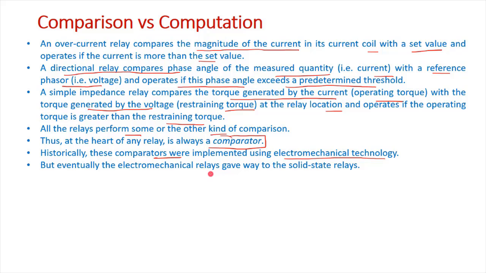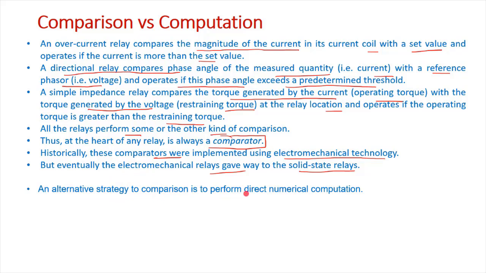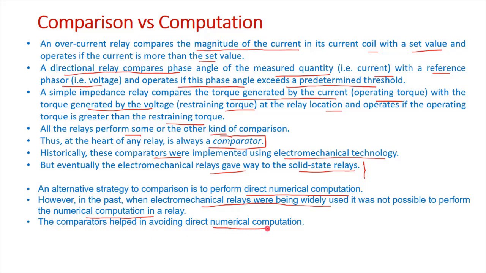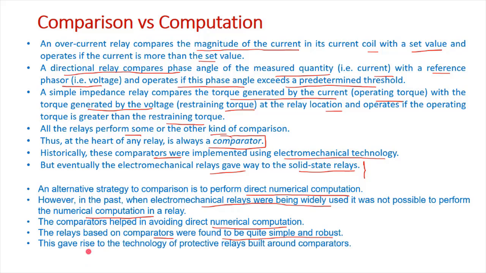But eventually the electromechanical relays gave way to the solid state relays, and an alternative strategy to comparison is to perform direct numerical computation. However, in the past, when the electromechanical relays were being widely used, it was not possible to perform the numerical computation in a relay. So the comparators helped in avoiding the direct numerical computation. The relays based on the comparators were found to be quite simple and robust. So we will see both. We will see also the numerical relay, which in fact computes, and we will see the static relays, which in fact use comparators. This gave rise to the technology of protective relays built around the comparators.